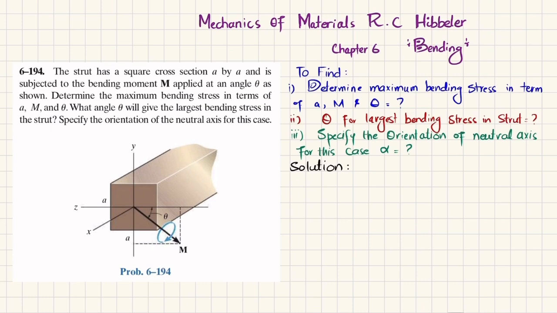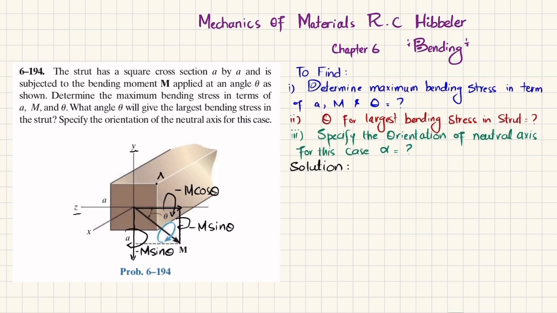You can see that this moment is applied at angle theta from this axis. If we resolve it into 2 components, the first component will be this one. This component will be equal to M cos theta, and that will be minus because it is opposite to z. Similarly, it will have a vertical component like this. This will be equal to minus M sine theta because it is opposite to y. Clear? So the vertical component will be minus M sine theta.